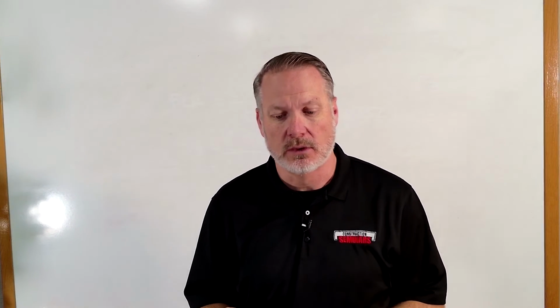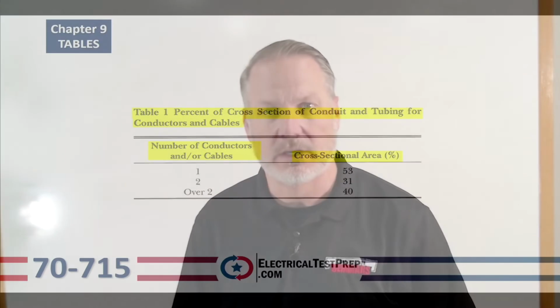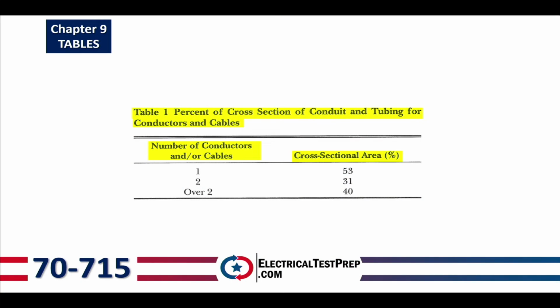Right, now we're going to transition into Chapter 9, and Chapter 9 is just a series of tables, okay? So we're going to pick up where we left off here in Chapter 9, and we're going to start off with the start of Chapter 9, which is Table 1. And so this is on page 715, Chapter 9, Table 1. Table 1 is a percent of cross-section of conduit and tubing for conductors and cables.